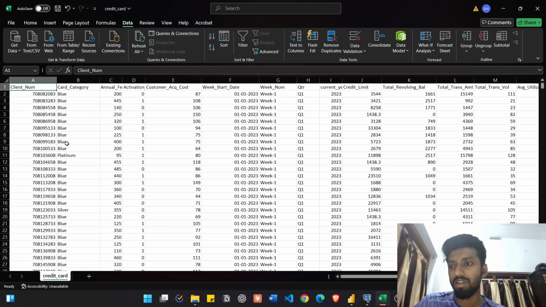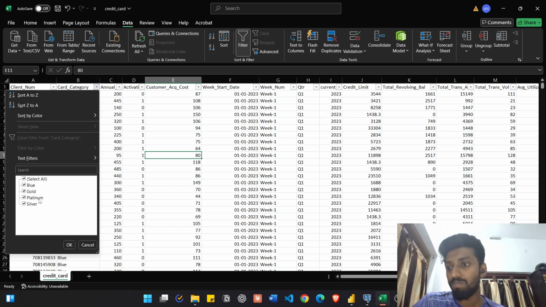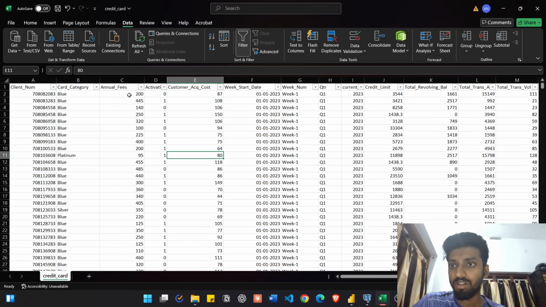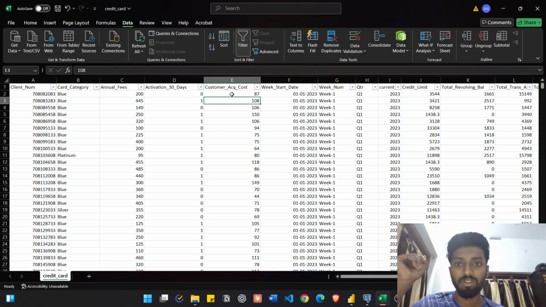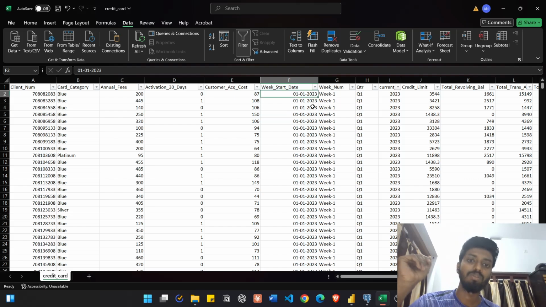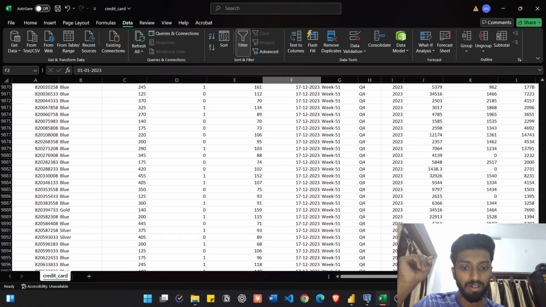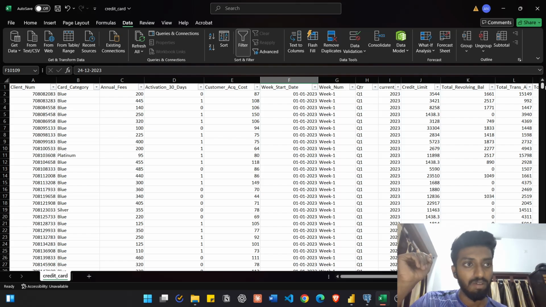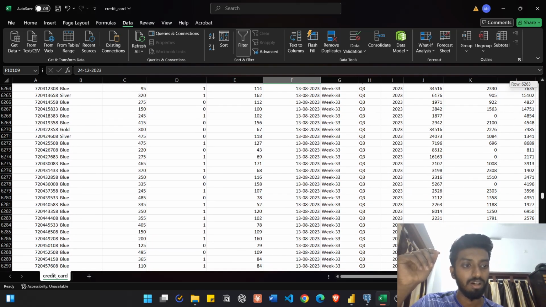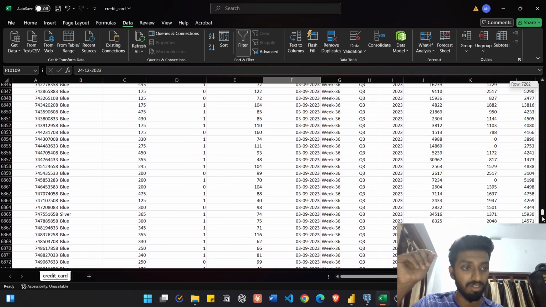Client number is the primary key used here. There are four card categories; I'll put a filter so you'll get an idea. The card categories are blue, gold, platinum, and silver. The third column is annual fees, activation for 30 days, and then customer acquisition cost, then the week start day. The data has been collected from 1st of Jan 2023 till 24th December 2023. I'll get back to why we didn't take the details till 31st.